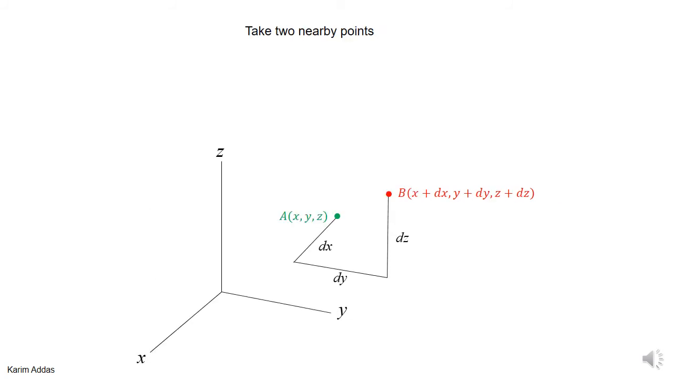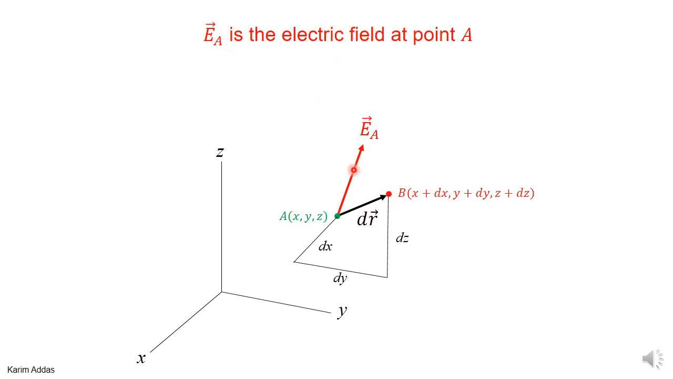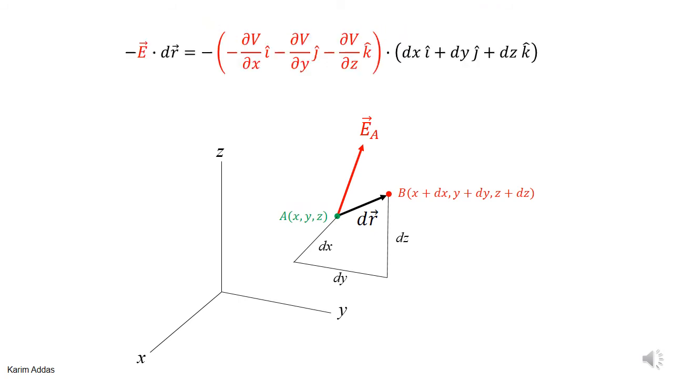Let's take 2 nearby points, and make a vector dr that points from A to B. So the vector dr has dx in the i direction, dy in the j direction, and dz in the k direction. The electric field at A is given by this vector E_A. If you take the dot product E dot dr and multiply by -1, let's see what this gives you. It'll be clear why we're doing this in a minute.